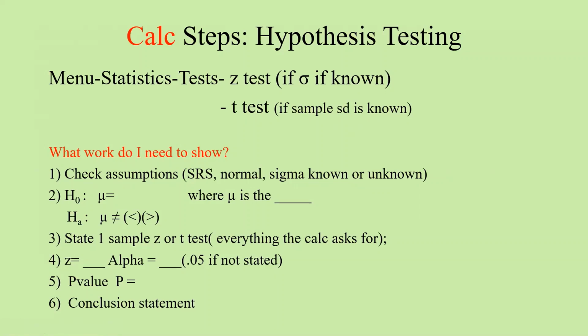And then just like with confidence intervals, you've got to put everything the calculator asks for. Everything you enter in, you need to write that out. And then as your output, you need to make sure to write what your z statistic is, either from calculator output or from your hand calculation, and what your alpha is. Again, use 0.05 if it's not stated. And you need to write your p-value, whether you use the z or t tables or you write it from the calculator output. And you're not done until you make that final conclusion statement. Statistics is, I call it, a half English class. So make sure that you have all of these parts for full credit.